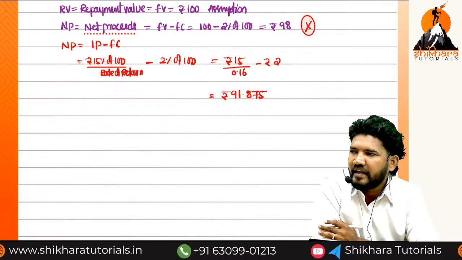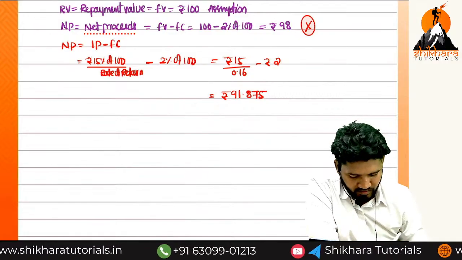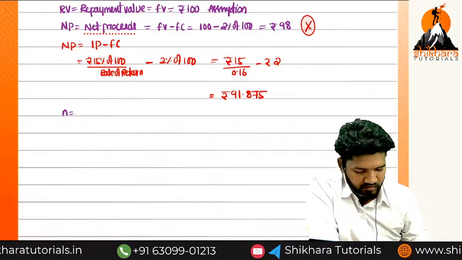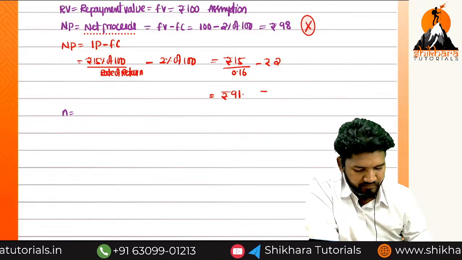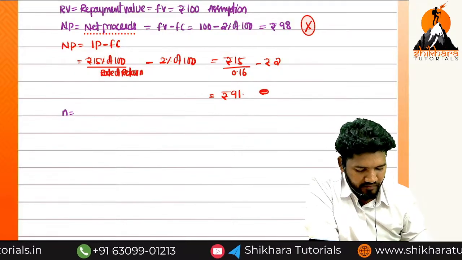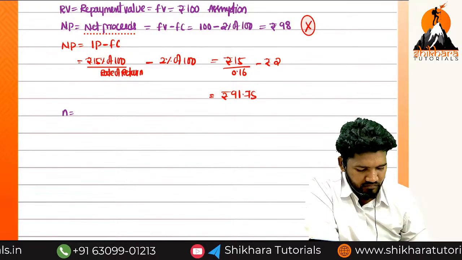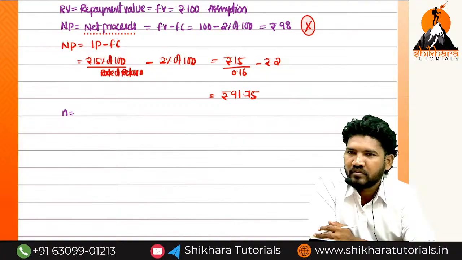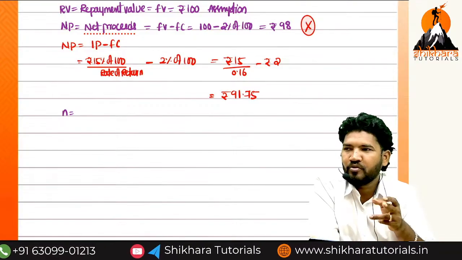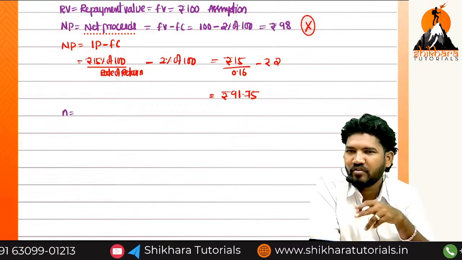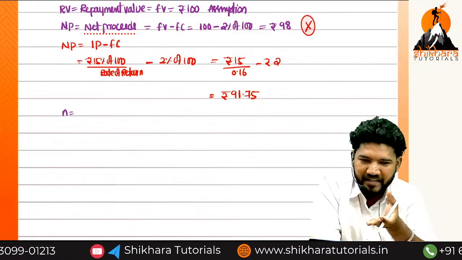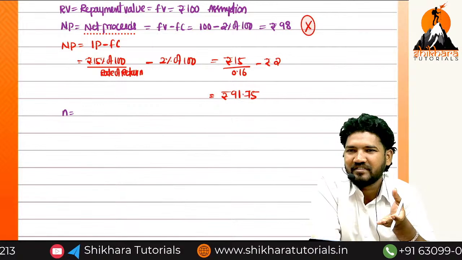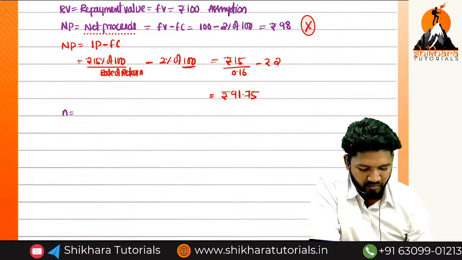Can I calculate KD? 91.75, no? Then why did this difference come? 2% on face value is 2 rupees only. If you apply 2% on that 93 point something, you will get a different answer. It is mentioned also, flotation cost on face value. That's why here I have taken 100 rupees.